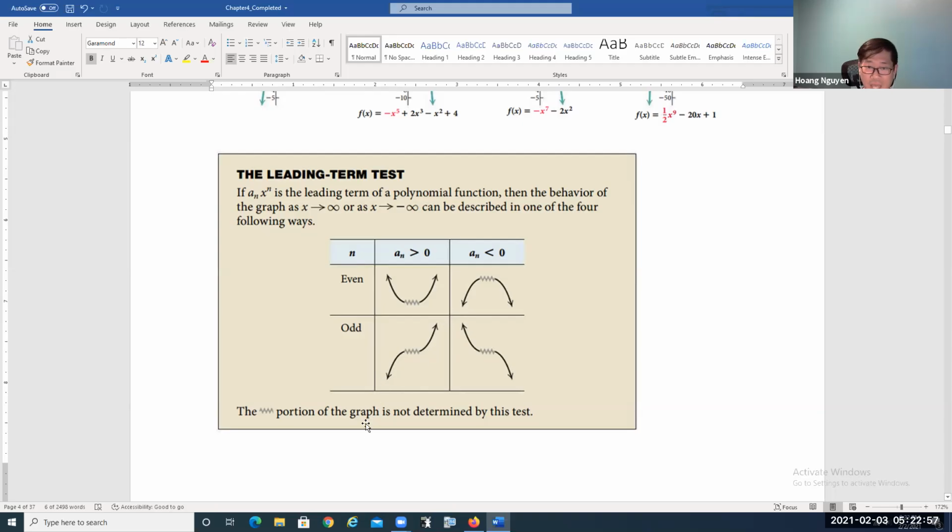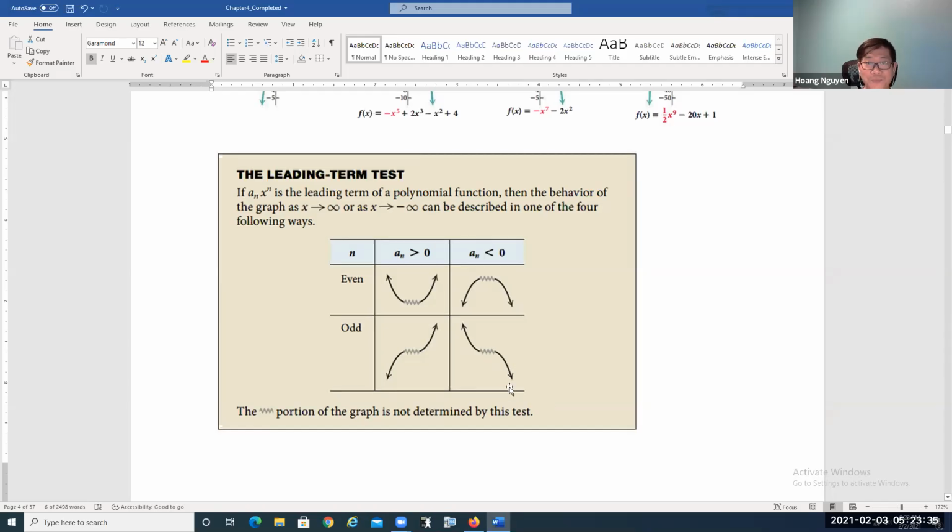It's going down on the left-hand side, it's going up to the right-hand side. When the leading coefficient an is less than 0, it's going up on the left and it's going down on the right. Okay, so the leading term test only gives you the conclusion based on the end behavior. It's not going to tell you the middle portion. The middle portion of the graph is not determined by this test, so in between, it's not going to give you any conclusion. We only focus on the end behaviors of the polynomial function.